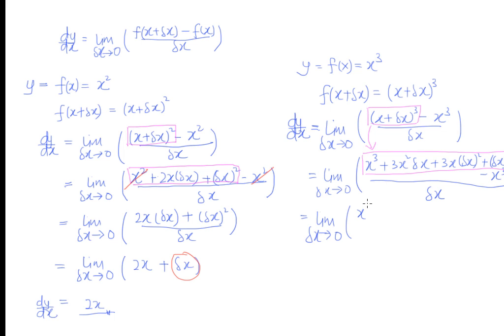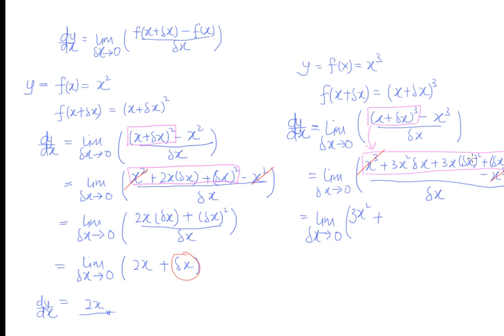So we get x cubed. The x cubed and the minus x cubed will cancel away, so there won't be any more x cubed. That's the good news. We're only left with three terms. So it's 3x squared delta x divided by delta x, and I have no more delta x. It simply becomes 3x squared.